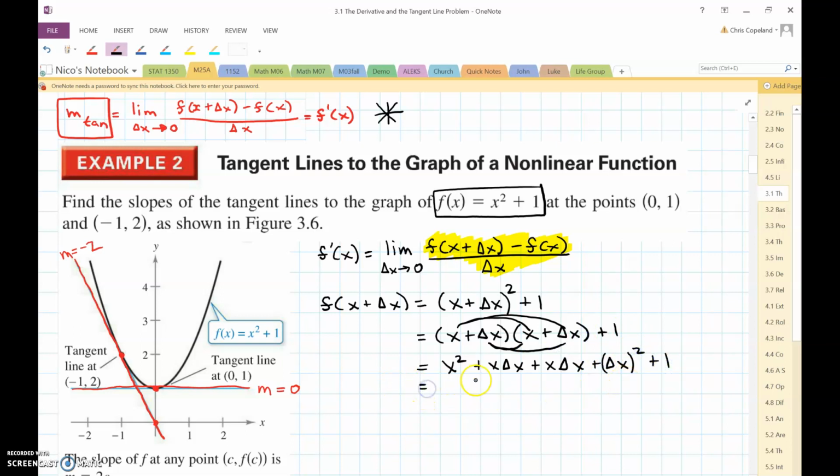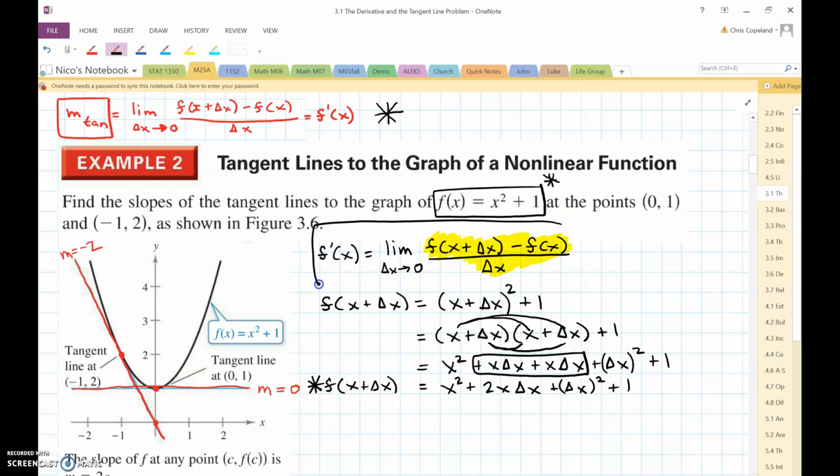Then I can simplify this a little bit. I can make this f of x plus delta x equal to x squared plus 2x delta x, these are like terms here, plus delta x squared plus 1. So now I have f of x plus delta x, and I have f of x.